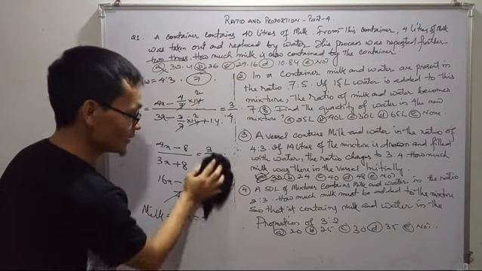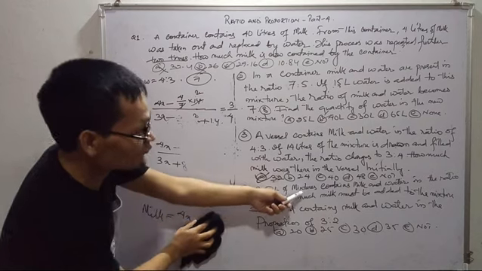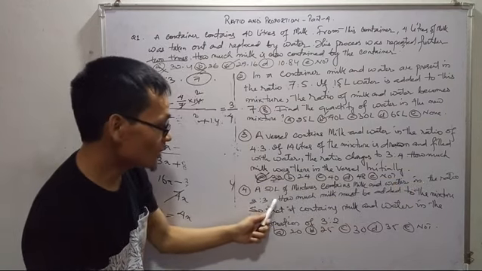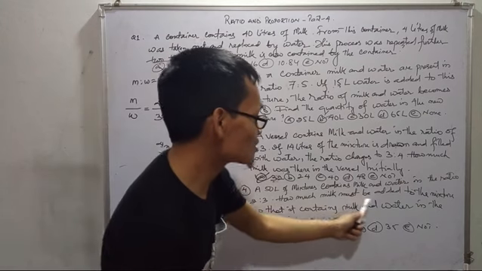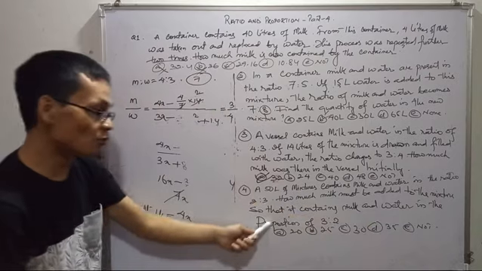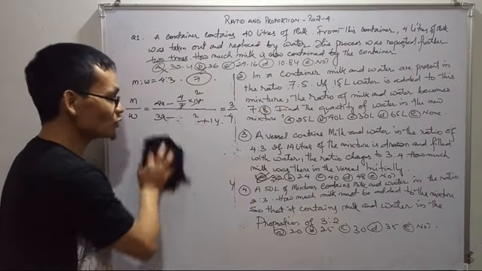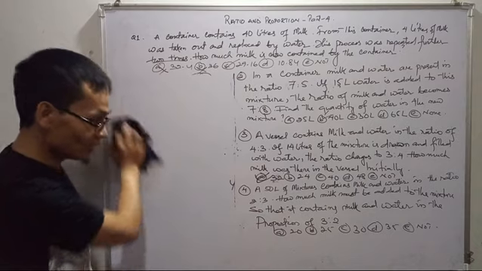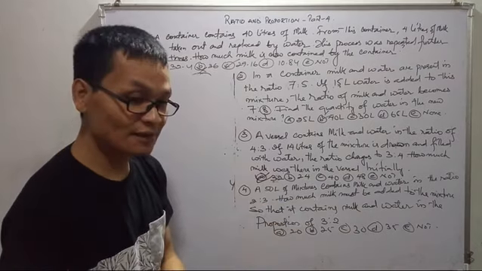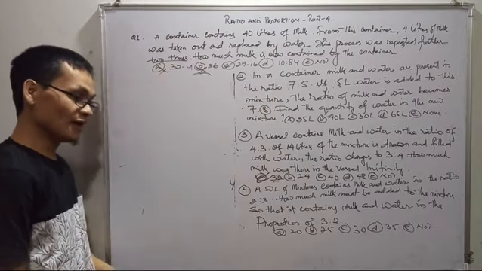Question number 4: A 50 liter mixture contains milk and water in the ratio 2:3. How much milk must be added to the mixture so that it contains milk and water in the proportion of 3:2?